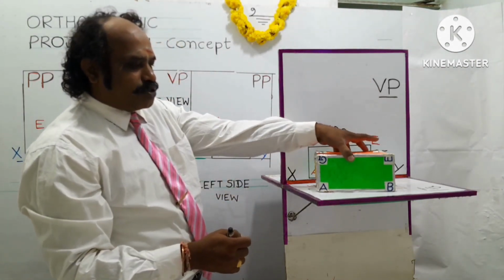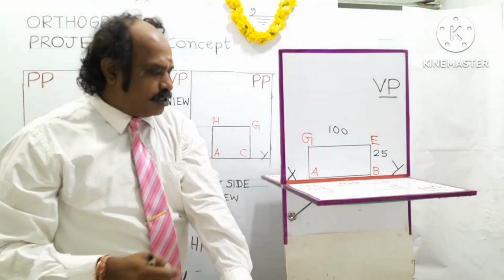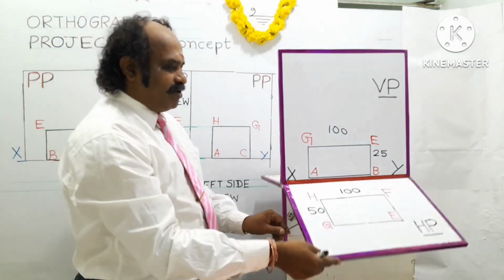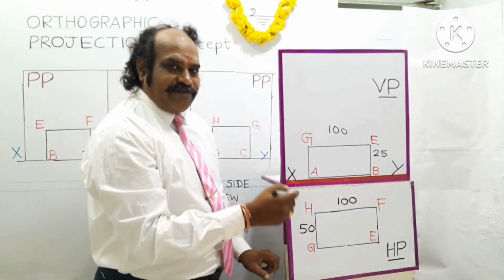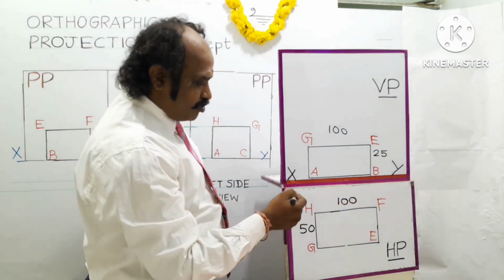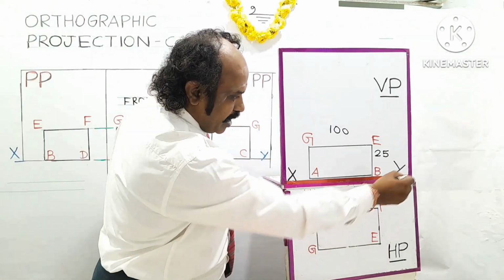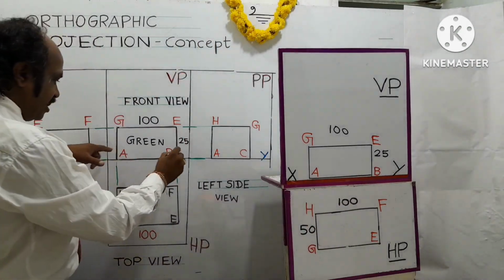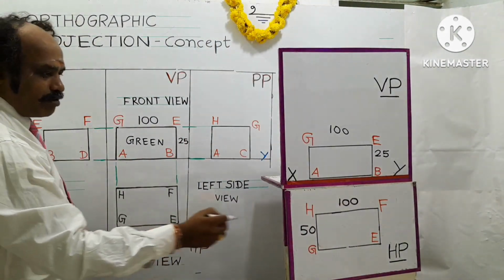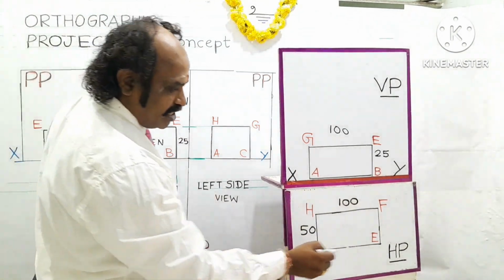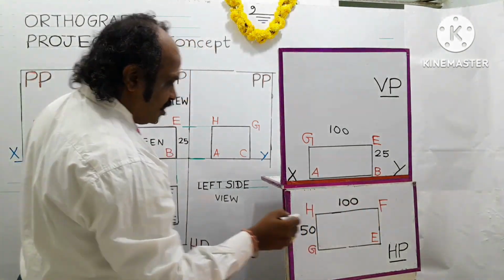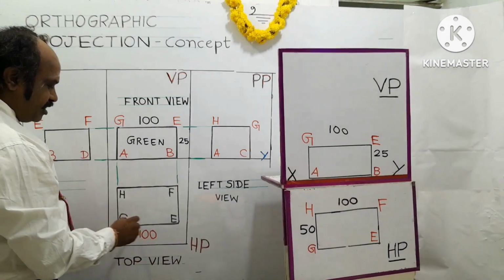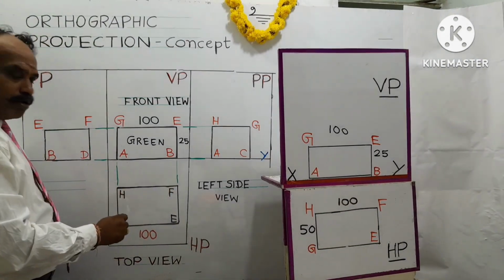So now I turn and show you. This HP will come downward 90 degrees if you turn it downward. So now the HP comes below the XY line. This rectangle is the HP, and the top corners are marked as G, E, F, H. The corresponding corners are marked as shown in this drawing sheet or the marker board.